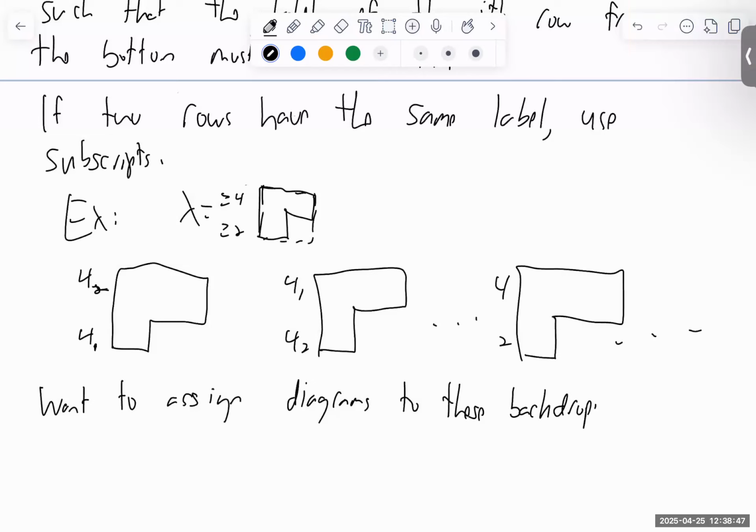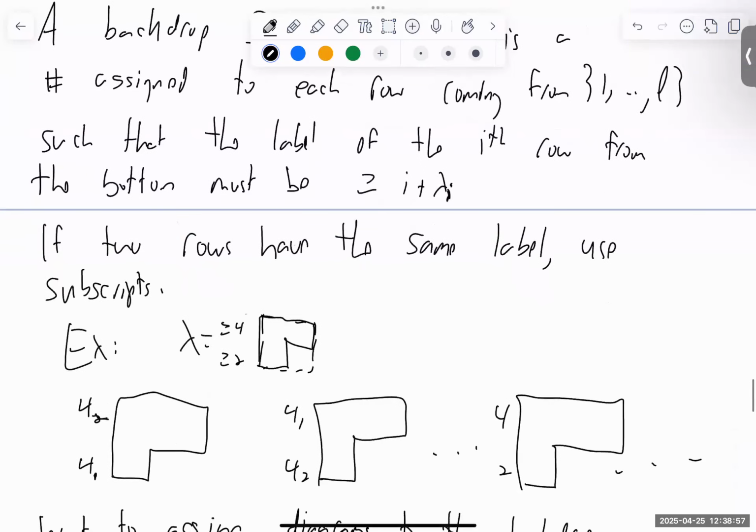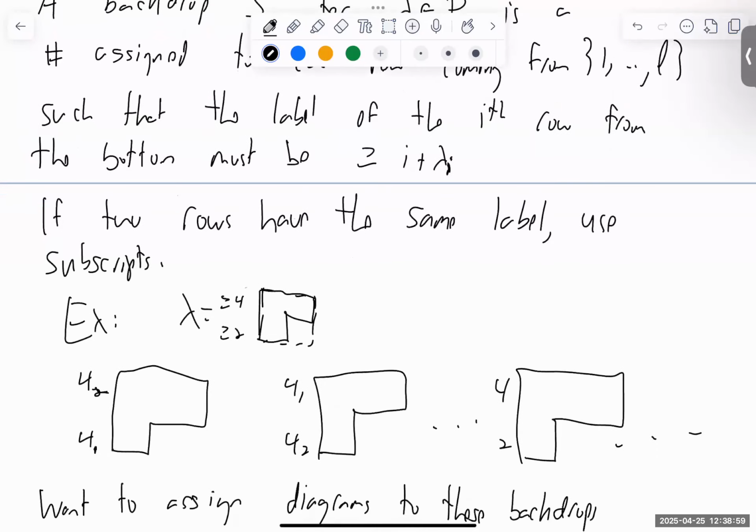Wait, sorry, I have a question. Here it says it's bigger than or equal to i plus lambda 1. So, lambda i. I plus lambda i, right, sorry. So for the first row from the bottom, so the bottom row, that should be bigger than or equal to 1 plus lambda 1? Yeah, and this is lambda 1. The bottom row is lambda 1. It's whatever, I don't know if this is French convention or some other convention. Lambda 1 is the bottom row and lambda 2 is the top row. I see, okay, thank you. Okay.